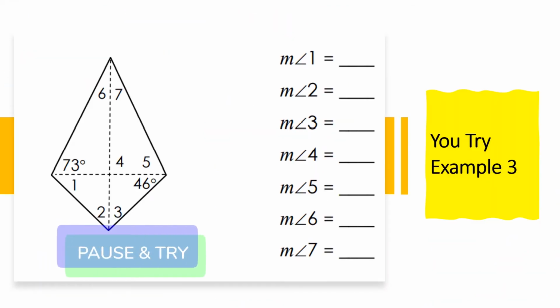All right, I have a problem here I would like for you to try on your own. So go ahead and pause the video and try this problem on your own, finding the angle measures.